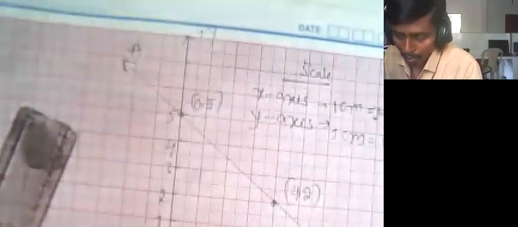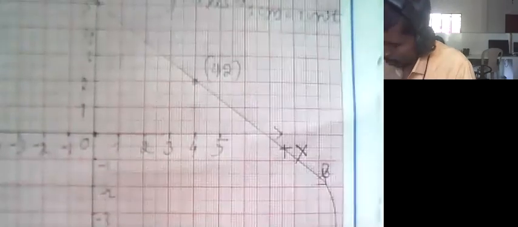Clear? Draw the straight line, and on both the sides mark these arrow marks like this, and give the line the name A and this is B, AB. And what is the equation? 3x plus 4y is equal to 20. Okay, it should be right here. 3x plus 4y is equal to 20.